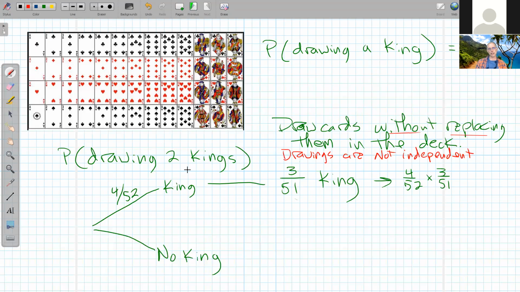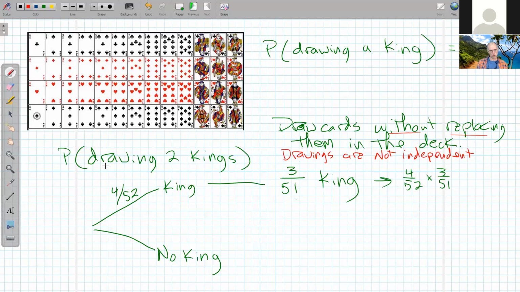So this is the idea, again, of independence. Does something happening affect the next thing? And sometimes it does. If I was replacing the cards back in the deck, like I drew the card, I put it back in, I shuffled it, I draw again, then it would be 4 out of 52 times 4 out of 52. But this time it changed.